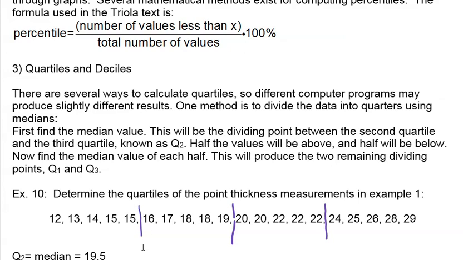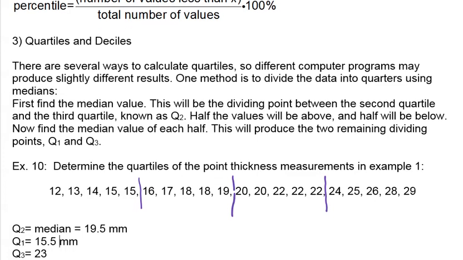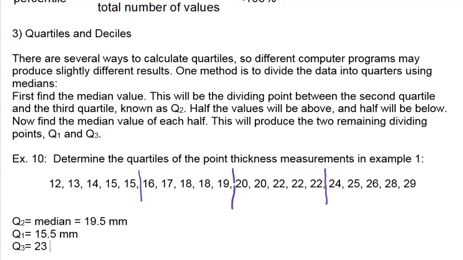The line I drew here is showing where our Q1 is, and that's 15.5, right, because it's halfway between 15 and 16, just like this one, 19 and 20, halfway between was 19.5. I just realized these thicknesses had units. Back in example 1, we said they were millimeters, so we better say millimeters here as well. And that third one, halfway between 22 and 24, gives us 23 millimeters.